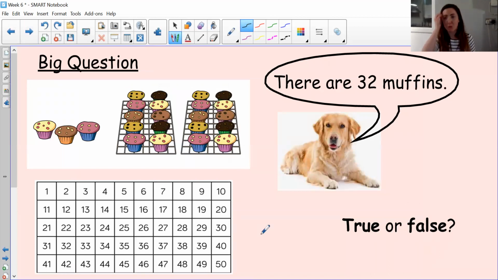Now, the big question, it's a true or false today. And Stevie is saying there are how many muffins? What does this number say? Well, I don't know if you said 32. So Stevie said there are 32 muffins. Oh, look at them. They look delicious. Looks like some chocolate chip ones in there, maybe some raspberry. Making me hungry. So, are there 32 muffins? Is that true? So, is it true or false that there are 32 muffins? Pause if you need to work out your answer.